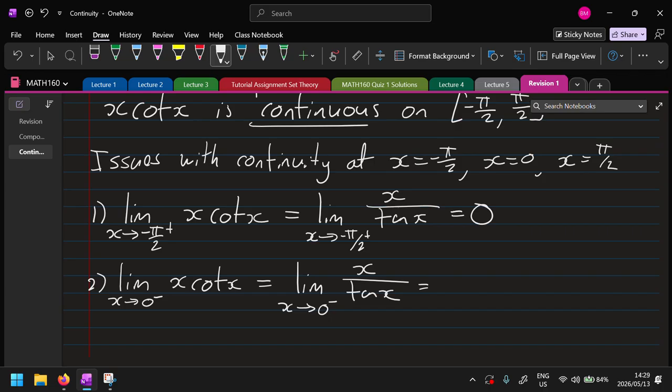L'Hopital's rule. We just get 1. Okay. You can do the same thing for 0 plus, you also get 1. So at x equals minus pi over 2, the function better be 0. At x equals 0, the function better be 1. And lastly, you need pi over 2.